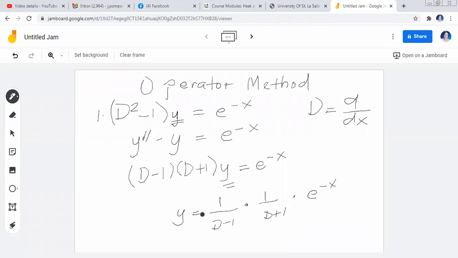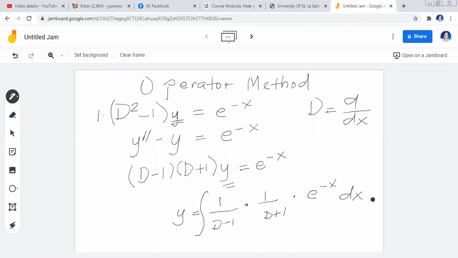Now the next that you will do is, of course, you need to integrate this. By the way, you need not integrate the left side because it's already y. So you only need to integrate the right side in this case. So you need to write the integral here, and whatever is your answer here, that would be your particular solution already.